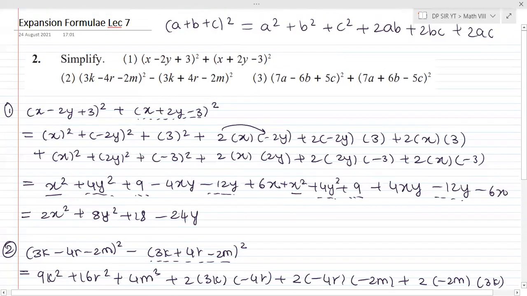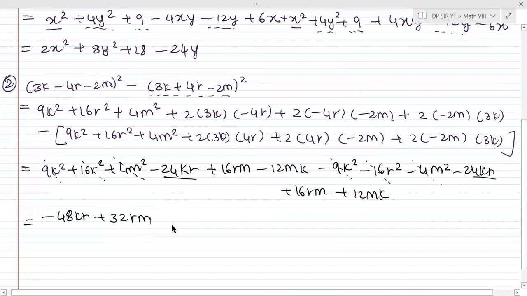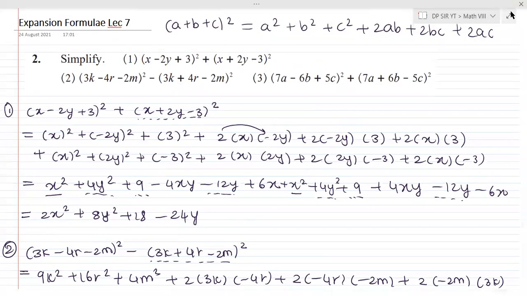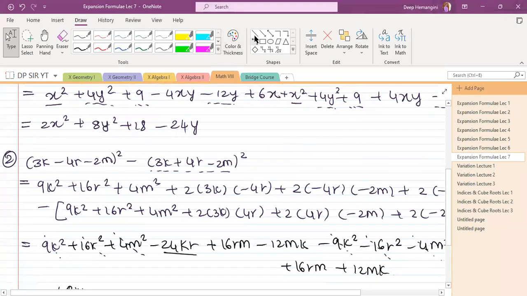Simple question, the simplest question, you won't find anything simpler than this. Let us solve the remaining two questions and we will end the session.